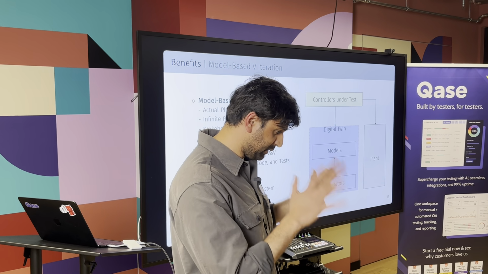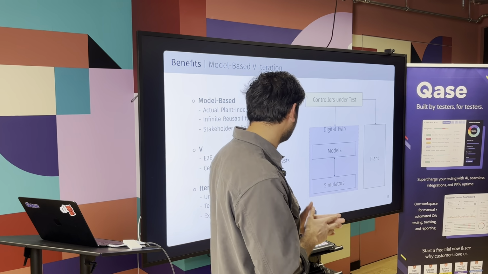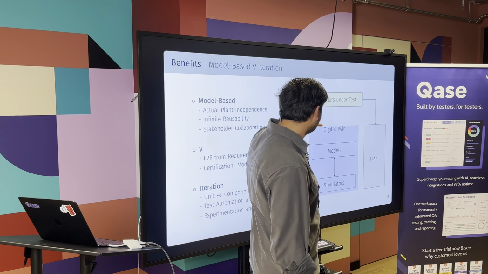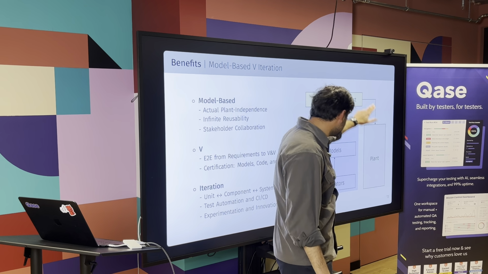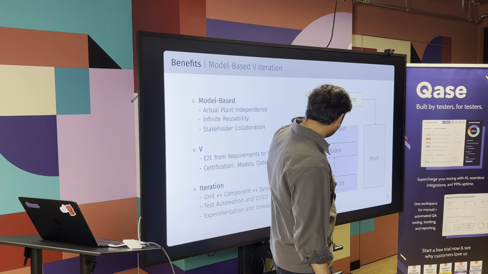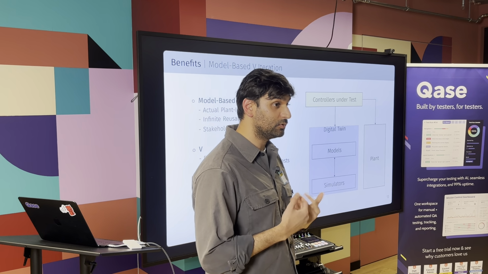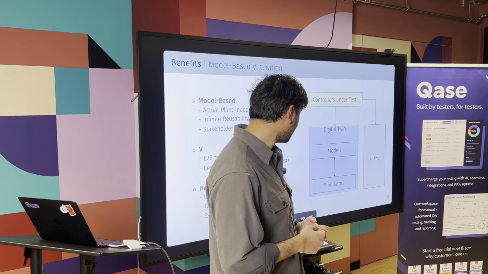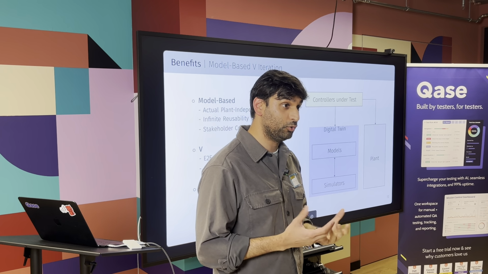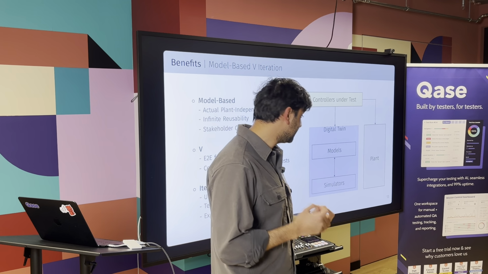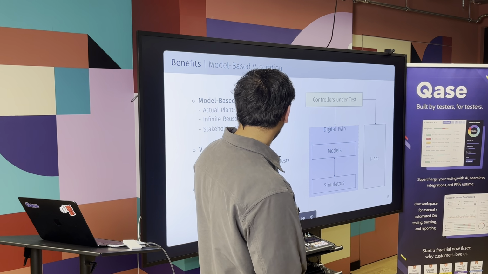Okay. So models, simulators, that's our digital twin, right? That's our digital twins. And normally when you test your controllers, you hook them up to the actual plant, but now you can hook them up to your digital twin, which simulates or emulates your plant. And you basically get the same feedback loop, and you can do the same software quality testing. What is the benefit of this?